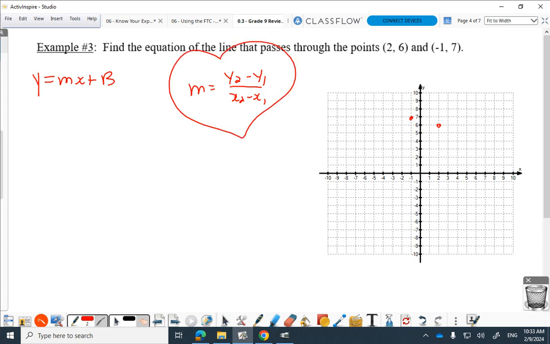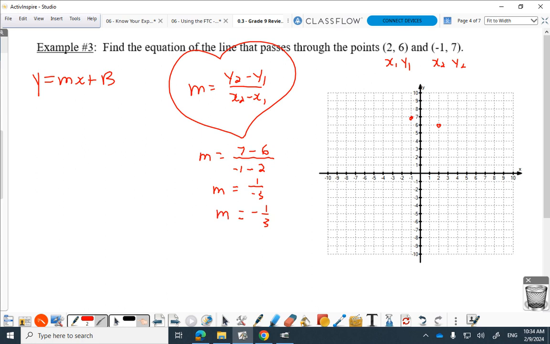And so you label these. If you didn't do your homework, you label these. This is the first point, so that's x1 and y1. This is the second point, x2, y2. If you label them the other way around, you'll get the same answer. The signs will just have changed from the top to the bottom, that's all. Doesn't change the results. And so now I'll do this slope for you. 7 minus 6 over negative 1 minus 2 equals 1 over negative 3. Negative 1/3 is the slope.